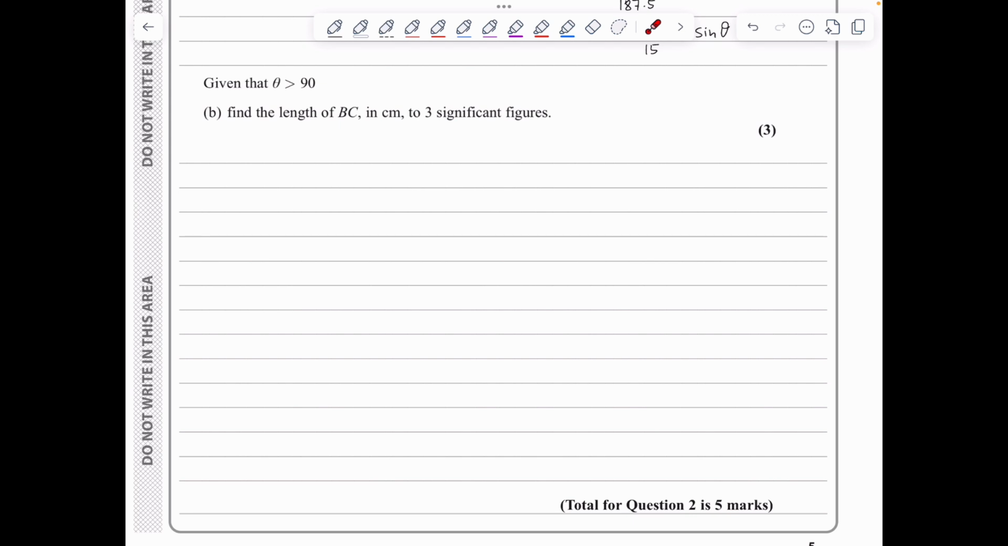In part B, we are told that theta is greater than 90, and we need to work out the length of BC to 3 significant figures. So let's start by saying that theta is shift sine of 8 over 15. This gives an answer of 32.23095... However, we know that theta is greater than 90. We've been told that it's an obtuse angle, which means that theta is 180 minus the 32.23095, which gives an answer of 147.769.